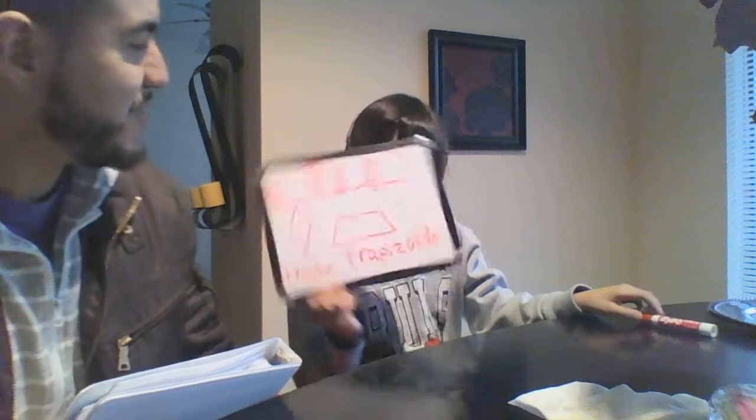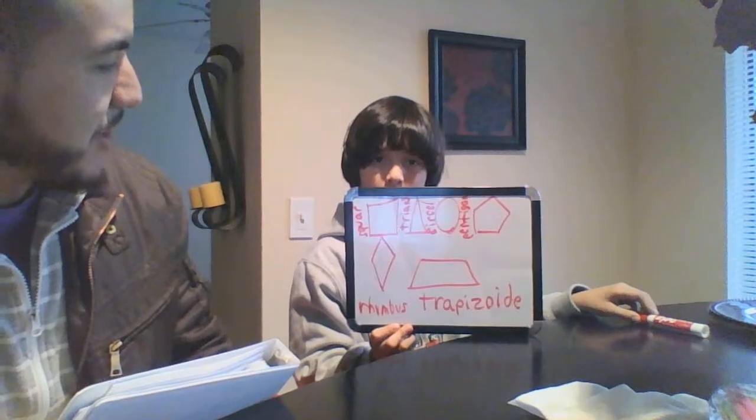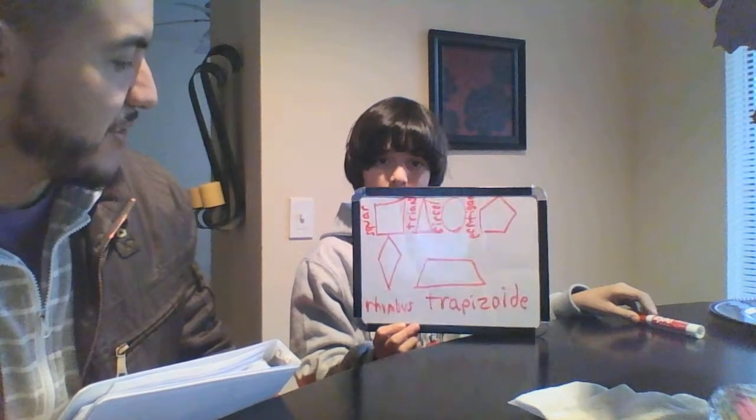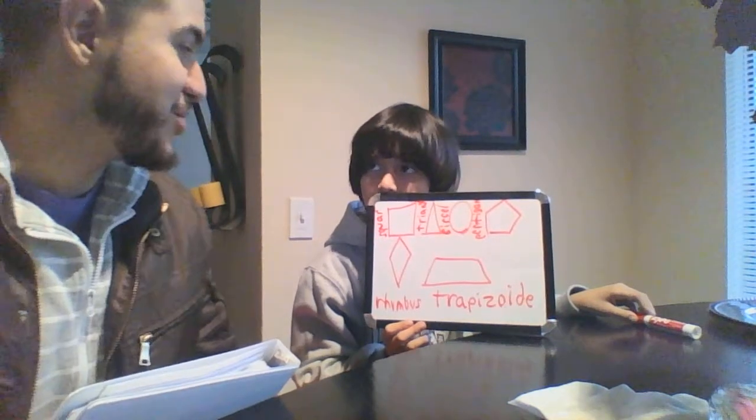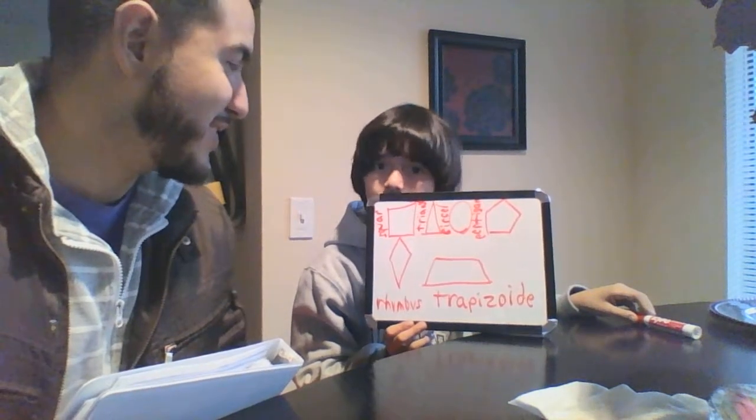Okay, hold the board up so we can all see. All right, so we got a square, triangle, circle, pentagon, rhombus, trapezoid. I like the choice of shapes that you drew out. Go ahead and erase the board.